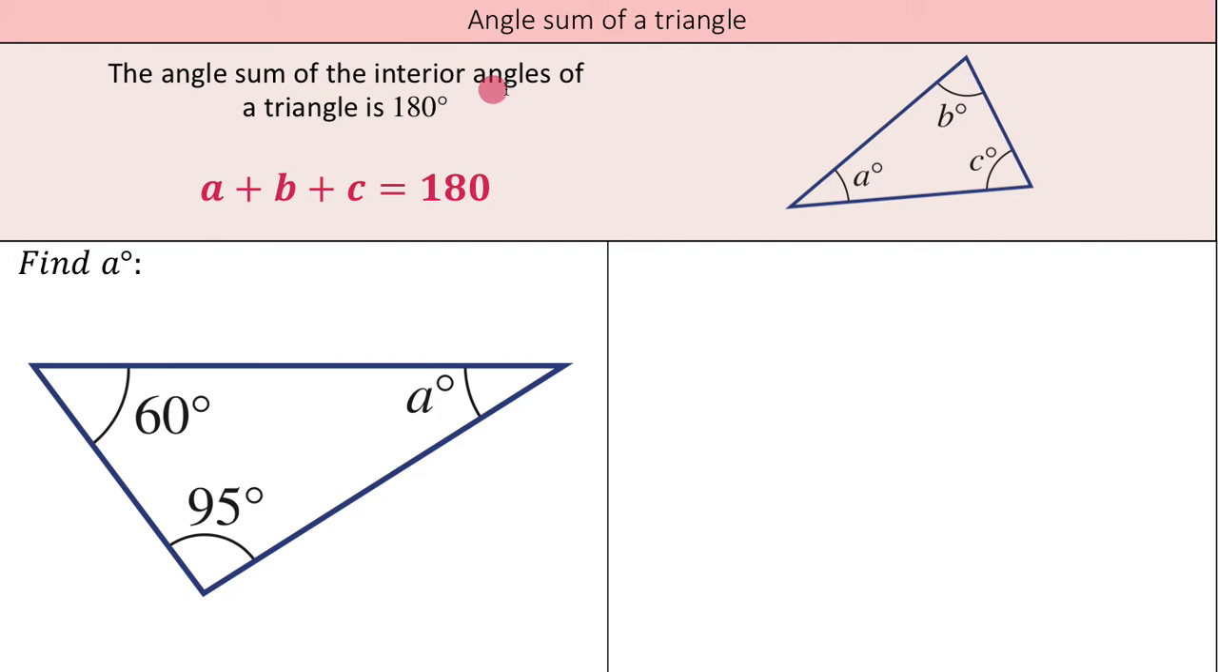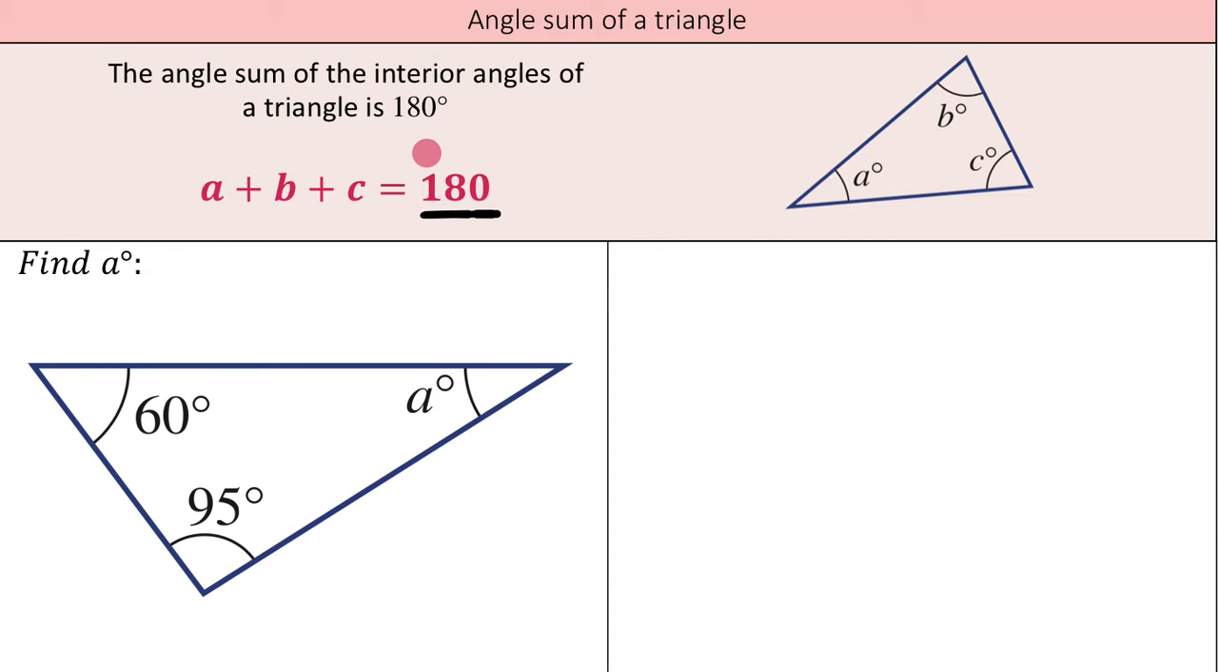So let's get into this lesson straight away with a crucial paragraph, and that is that the angle sum of the interior angles of a triangle is 180 degrees. What that means is that if you have a triangle and you add together all the angles inside the triangle, it's always going to be equal to 180 degrees. So A plus B plus C is always going to be equal to 180.